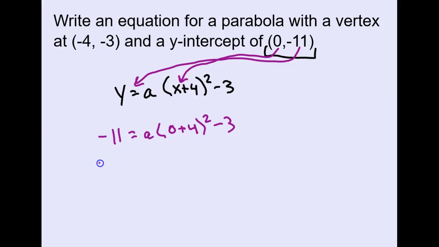So we're just going to grind it out. Negative 11 equals A times, 0 plus 4 is 4. 4 squared is 16. So we're going to have 16A. 16 times A. 16A minus 3.